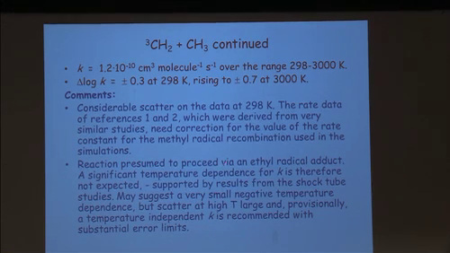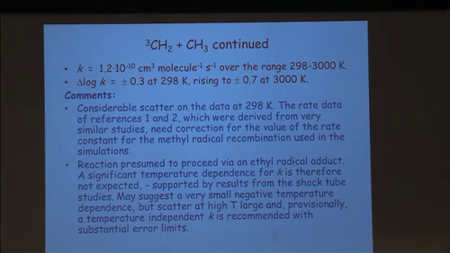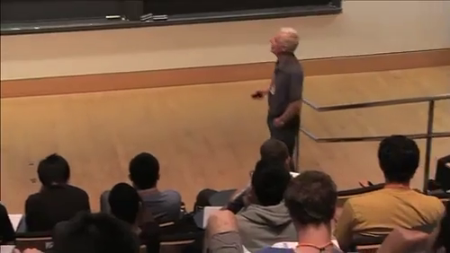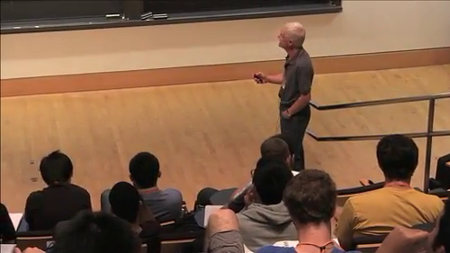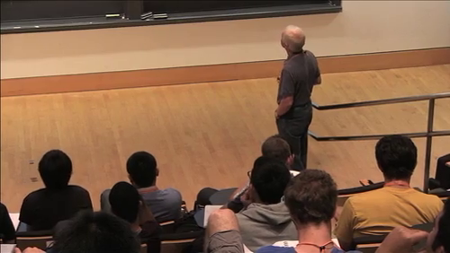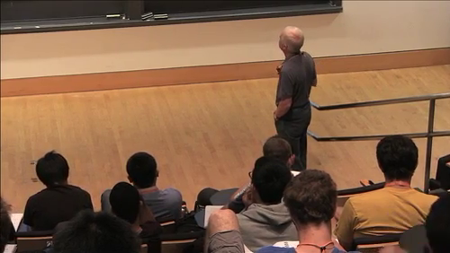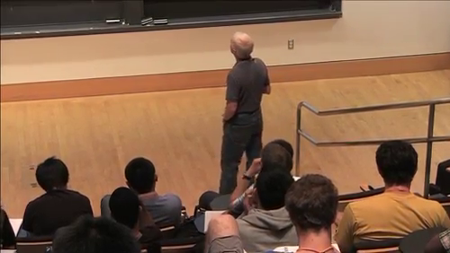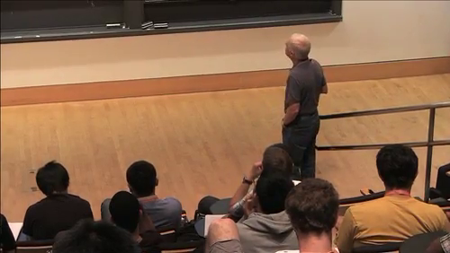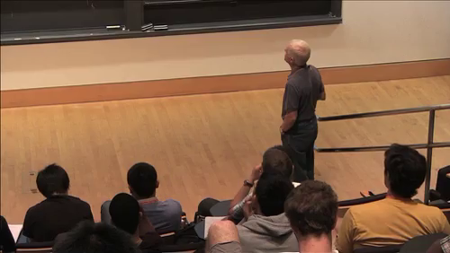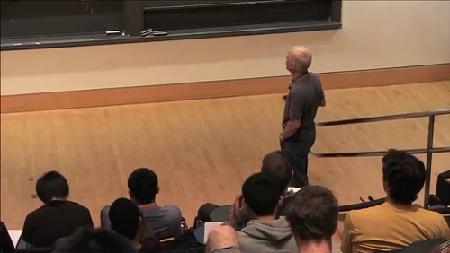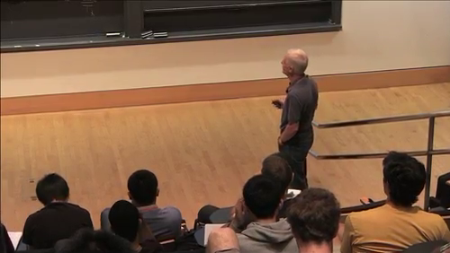The reaction is presumed to proceed via an ethyl radical. So triplet CH2 and CH3 come together to form ethyl, and then that falls apart because it's got plenty of energy in it, and it's not going to be stabilized. Significant temperature dependence is not therefore expected, but there could be one. The data may suggest a small negative temperature dependence, but the scatter at high temperatures is large, and a temperature-independent k is recommended with substantial error limits.